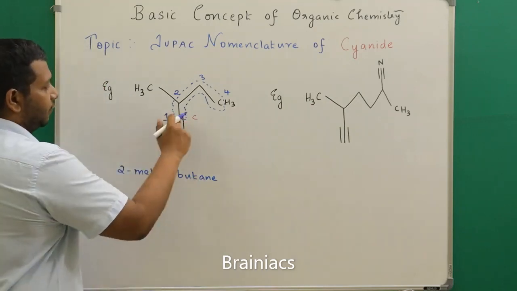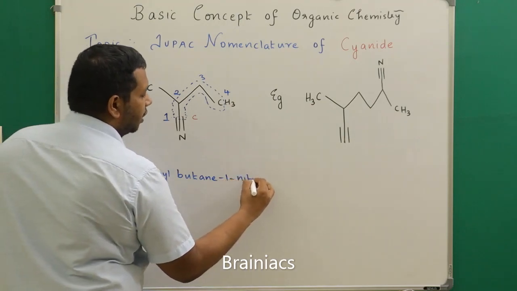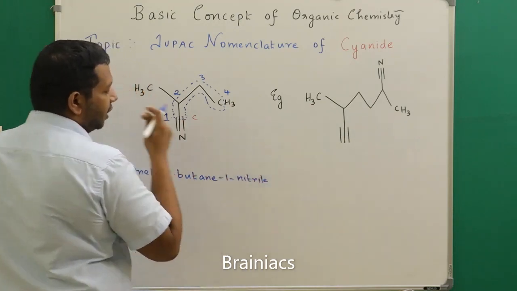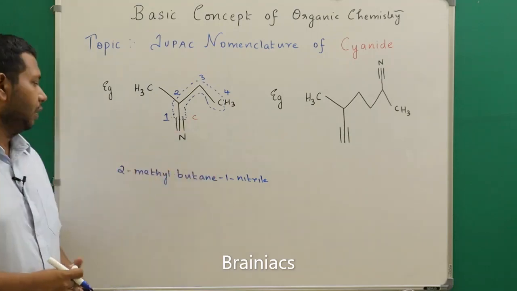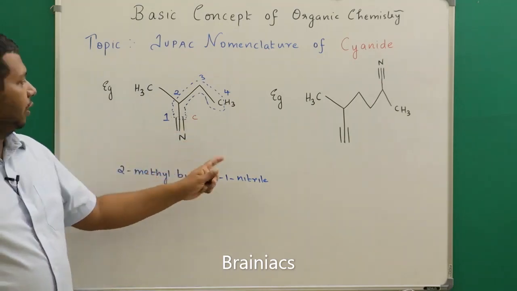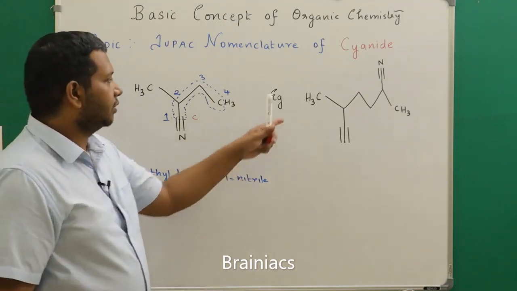So butane, at first position we have nitrile. Butane 1 nitrile. So either we can say butane nitrile or butane 1 nitrile. Both are correct. So 2 methyl butane 1 nitrile is the correct answer. Okay, now coming to the next one.